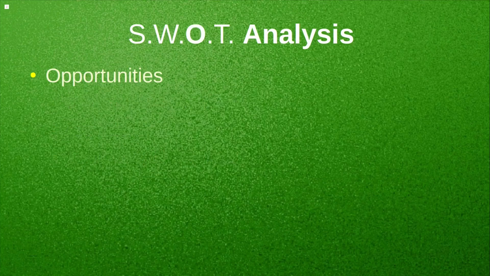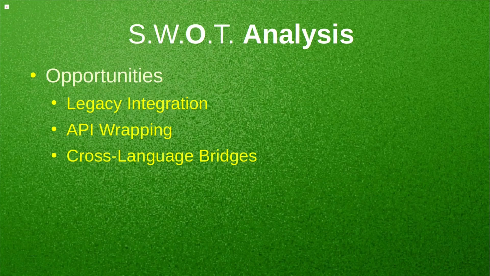O, Opportunity. Legacy integration is commonly used in C++ projects to modernize integration with legacy libraries. API mapping maps third-party libraries, creating a unified interface for clients. Cross-language bridges connect C++ code with systems written in other languages like Python or Java.